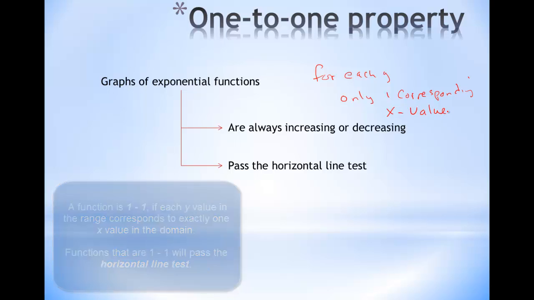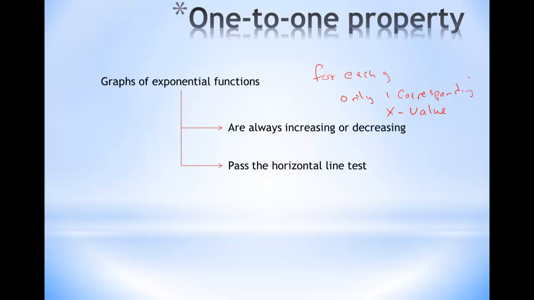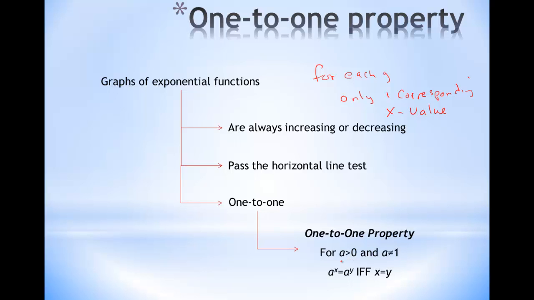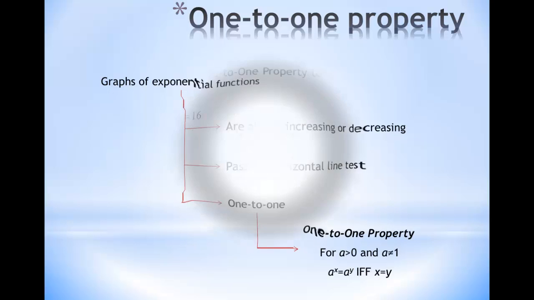That's a quick summary right there. For each y value, there's only one corresponding x value in the domain. So for 1-to-1, we can use this 1-to-1 property for a greater than 0 and a not equal to 1. If I have a to the x equals a to the y, that means that x is equal to y. And we're going to use that to solve some problems. So let's do that now.